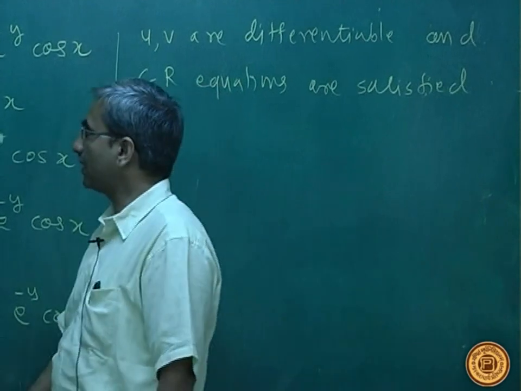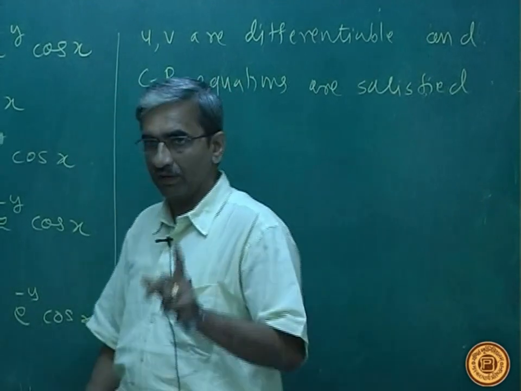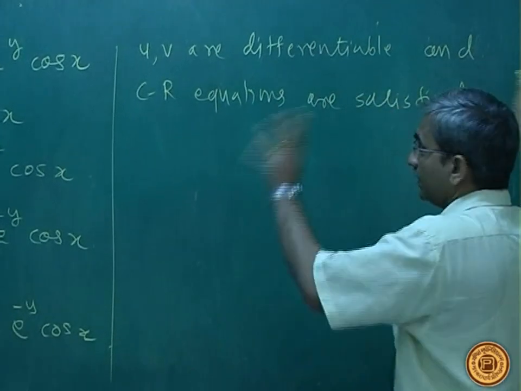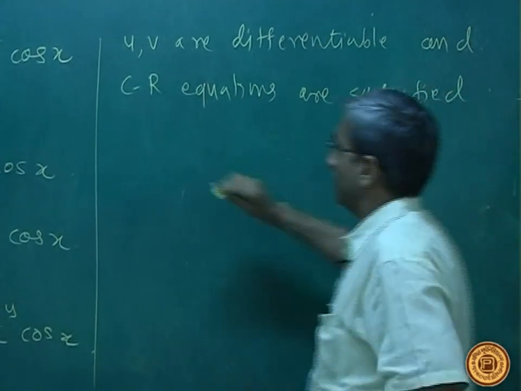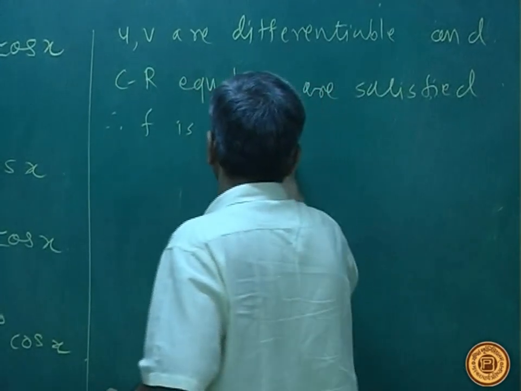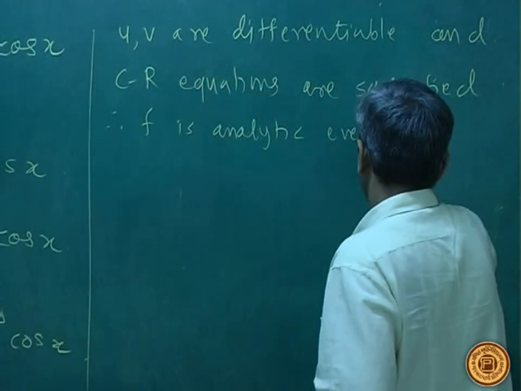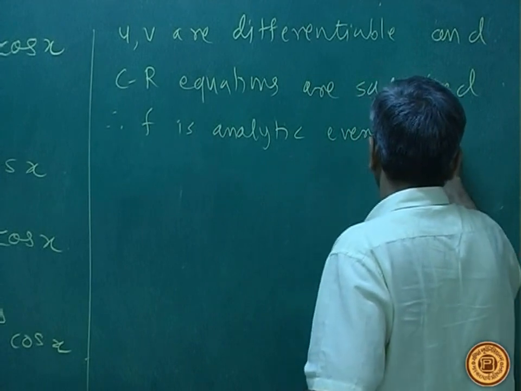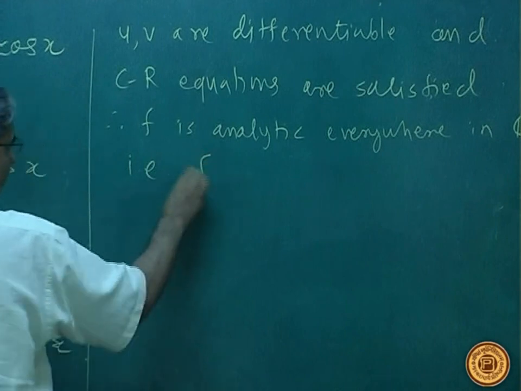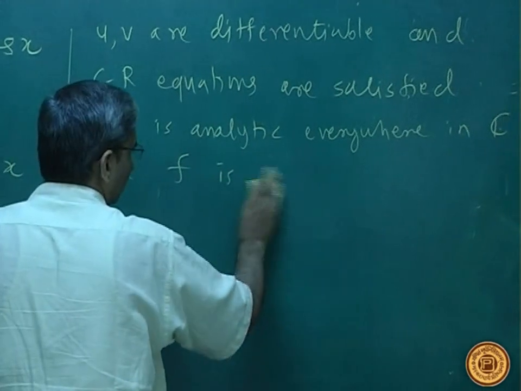Therefore, what will happen? By our sufficient condition, and this happens everywhere in C. So everywhere f is analytic. Therefore, f is analytic everywhere in C. That is, f is an entire function.